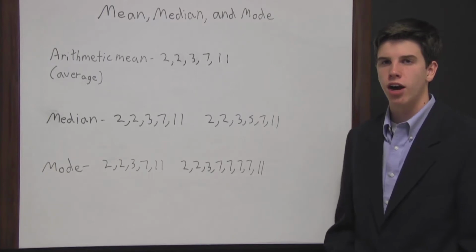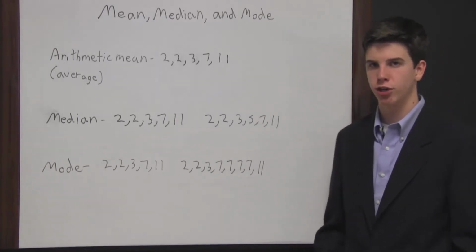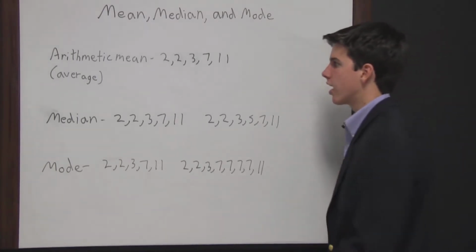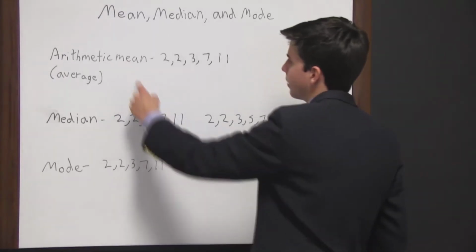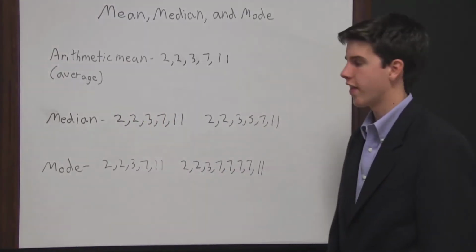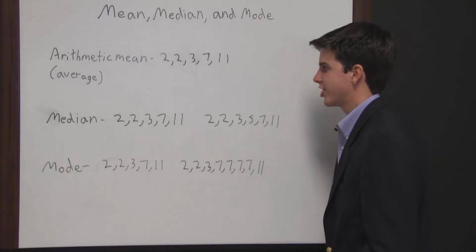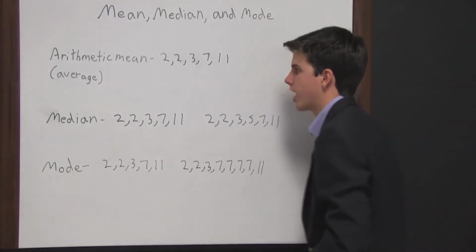Mean, median, and mode are mathematical terms that you should be familiar with. The first one is mean. Now I wrote it up here on the board as arithmetic mean because you will oftentimes see it written that way. Arithmetic mean is just another way of saying average, so don't overcomplicate this.